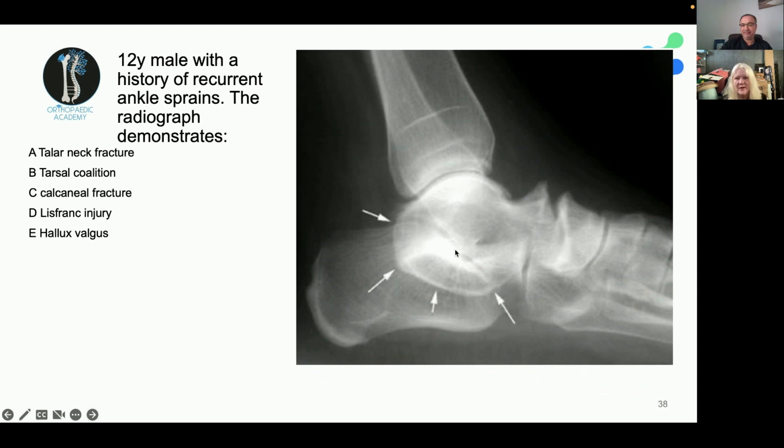So we're looking at the C shape. Talar neck fracture? No, not really. Tarsal coalition, yep. And we've got this nice C shape. We've got all the arrows pointing to it. Calcaneal fracture? Probably not. Calcaneus looks okay. Lisfranc injury? We haven't covered that yet, so it's not going to be that. And a hallux valgus, we haven't gone into the big toe. And also, he's got a history of recurrent ankle sprains. He's not a motorcycle accident or a fall from a height. So the age, the history of ankle sprains, the X-ray findings would be consistent with a tarsal coalition.